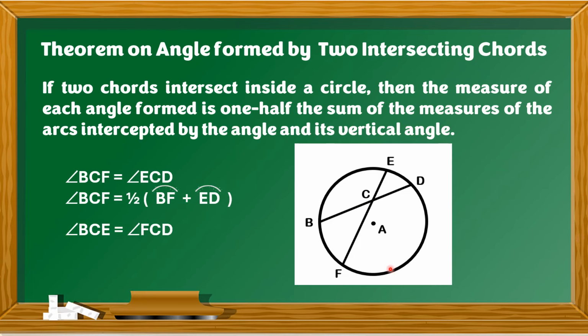Another, we have angle BCE. Angle BCE is equal to angle FCD. They are vertical angles. And by applying the theorem on angle formed by two intersecting chords, we can say that angle BCE is equal to 1/2 times the intercepted arc of angle BCE, which is arc BE, plus the intercepted arc of angle FCD, which is arc FD.